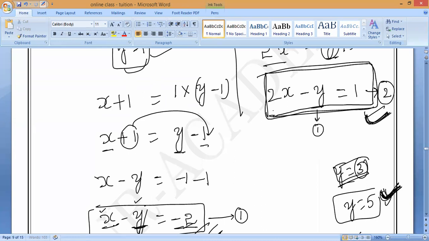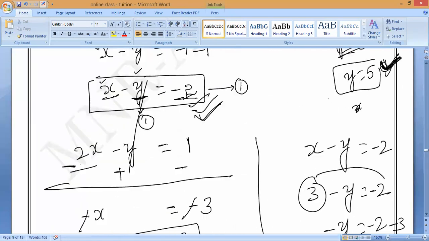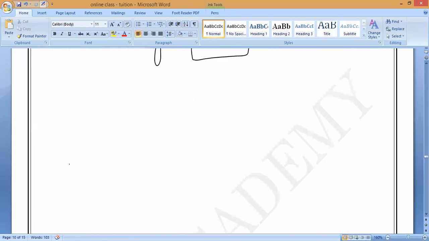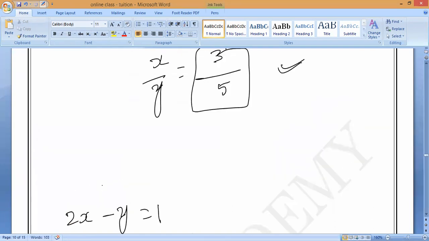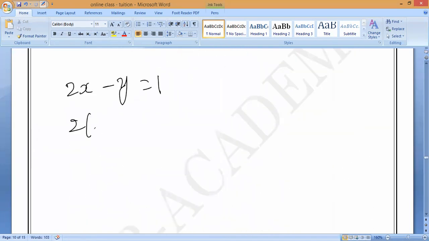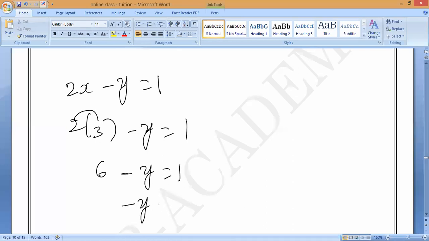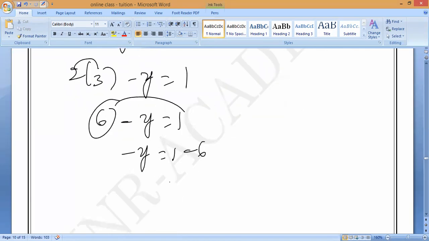Say, ma'am. Which equation you want to substitute? That's the equation only, ma'am. 2x minus y is equal to 1. Right. 2x minus y equal to 1. This equation, correct? Yes, ma'am. So, what is x value? X value 3. In place of x, you can substitute 3. 2 3s are 6. 6 minus y equal to 1. Minus y equal to 1, plus 6 comes to this side, minus 6. So, 1 minus 6 is minus 5. Minus y equal to minus 5. Minus minus get cancelled. Y equal to 5.